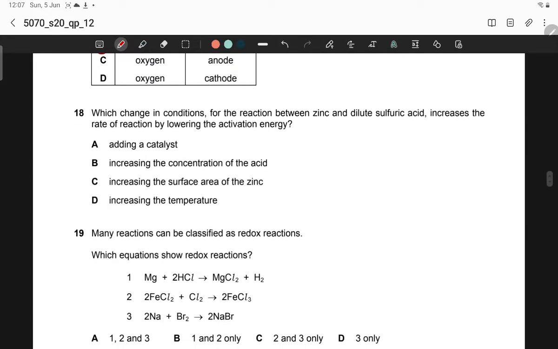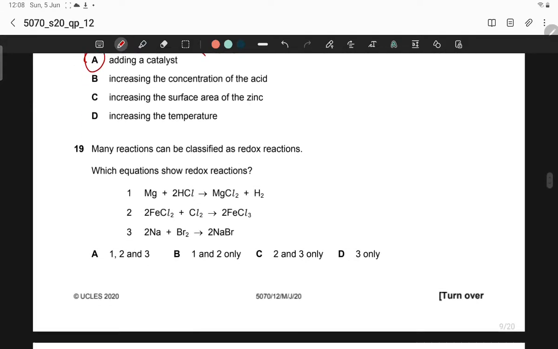Question number 18. Which change in conditions for the reaction between zinc and dilute sulfuric acid increases the rate of reaction by lowering the activation energy? So this must be a catalyst. So adding a catalyst, option A is correct.